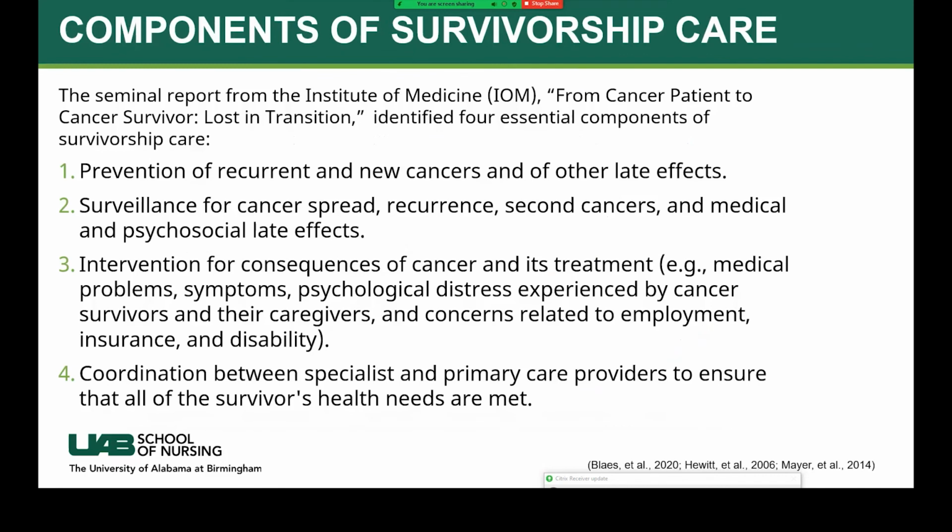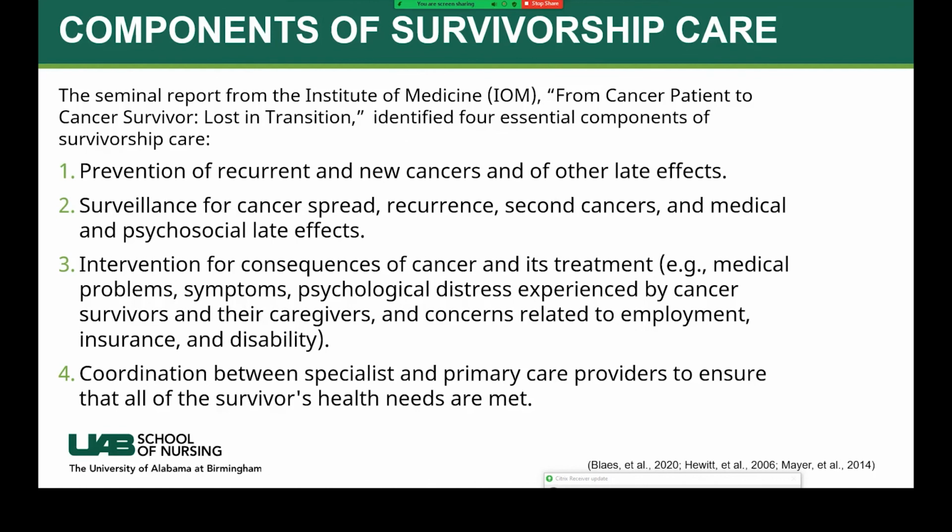And the Institute of Medicine, in their important work, their book on moving from cancer patient to cancer survivor, Lost in Transition, was an important document, and it highlighted four major areas, and we're going to touch on these, framing them in the phases or seasons of survivorship. Really, prevention and recurrence of new cancers or other late effects. We're surveilling for cancer spread, recurrence, secondary cancers, any medical or psychosocial late effects. And as the advanced practice nurse, you would be doing this prevention, looking for new cancers and surveilling for their recurrence and their effects.